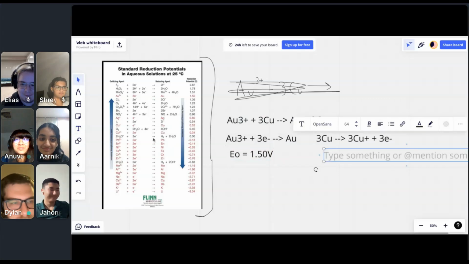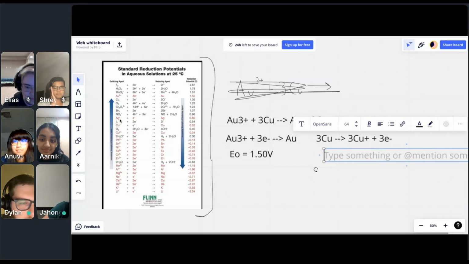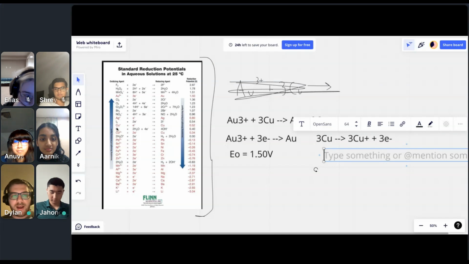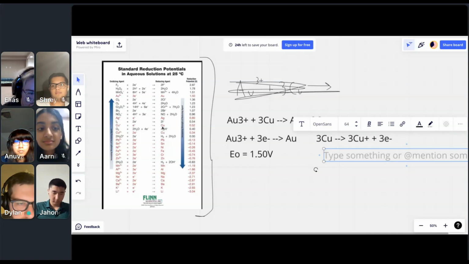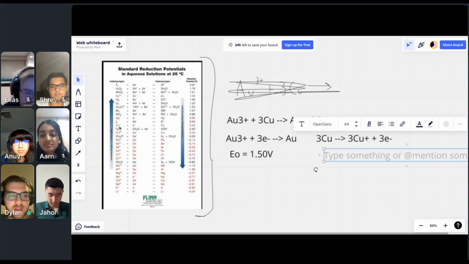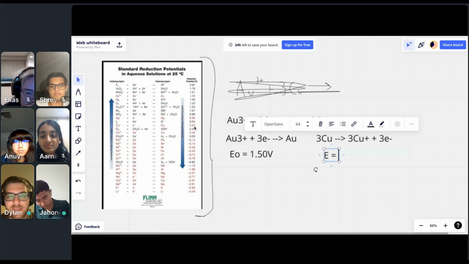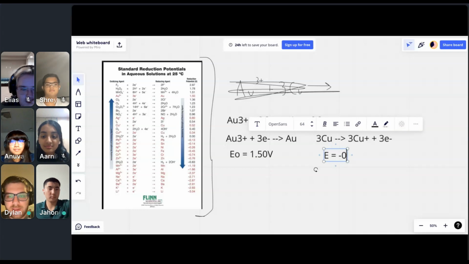And next we can look for copper. Well, if we look for neutral copper, here we go. Wait, I can't find it. And that's because copper here is being oxidized. So we need to look on the opposite side and find copper. And we see copper forming copper and electron, which has an E of 0.52. We have to flip it to find negative 0.52.